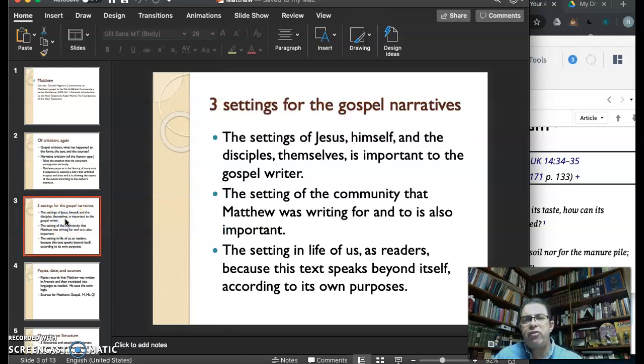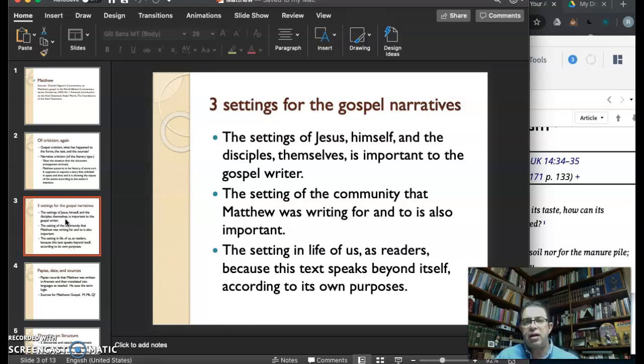So there are three settings for the gospel narratives. We've looked at Mark in depth previously, but just to set this up, the setting of Jesus himself and the disciples themselves, that's important to the gospel writer. That is the first century in Judea, in Galilee, and in that region.